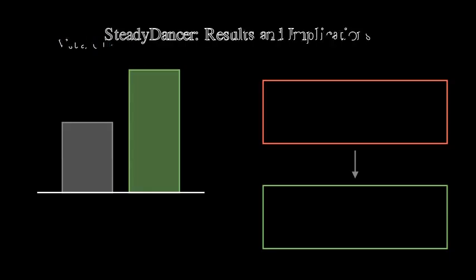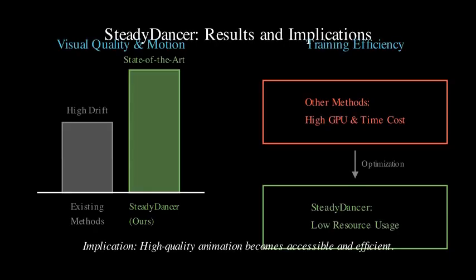SteadyDancer achieves state-of-the-art performance in human image animation. Quantitatively, it demonstrates improved metrics for both appearance fidelity and motion accuracy compared to existing methods. Qualitatively, the generated videos exhibit significantly reduced identity drift and fewer visual artifacts. Importantly, SteadyDancer achieves these results while requiring significantly fewer training resources than comparable approaches. This has important implications for the field, making high-quality human image animation more accessible and efficient.